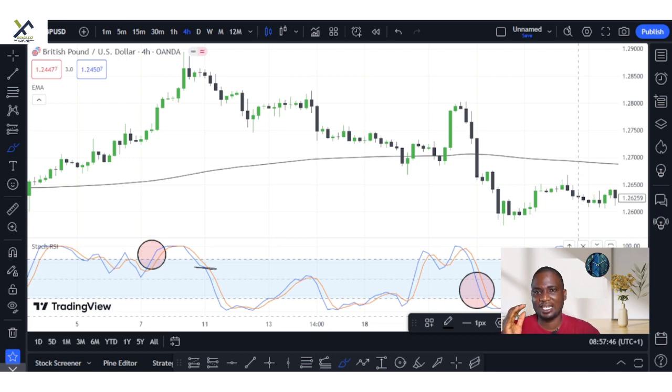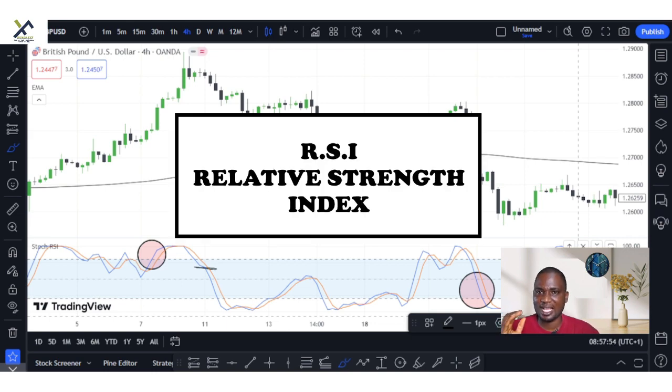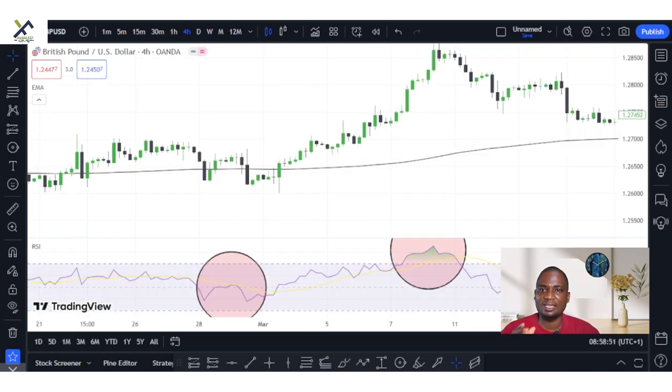Now let's look at the last indicator that gives us a reversal pattern, which is the RSI, the relative strength index. The RSI is similar to the stochastic indicator. The only difference is that the RSI has the 70 and the 30 level, whereas the stochastic has the 80 and the 20 level. Just like I said in the stochastic, the same requirement still applies to the RSI.